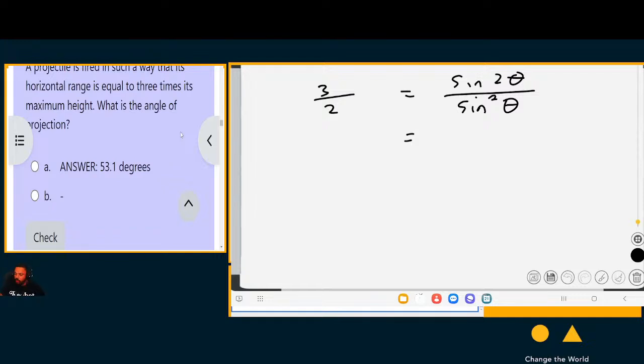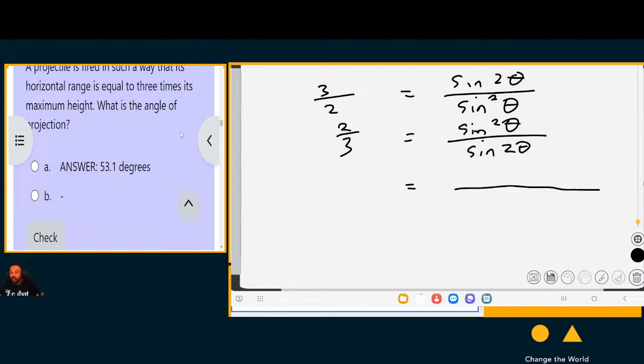Now let's flip these two up over, okay? This will be 2 over 3, and in this case, it will be sine squared theta over sine 2 theta. We just flipped both of these fractions over. And there's a reason why I did that. You don't have to do that. You can just work as is. I just flipped it over. Now, I'm going to show you. Sine squared theta is just sine theta multiplied by sine theta. Okay? In this case, it's still 2 over 3.